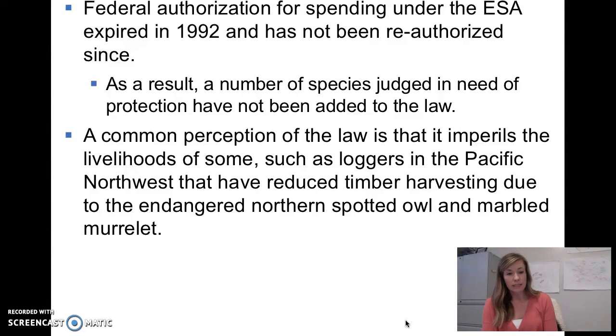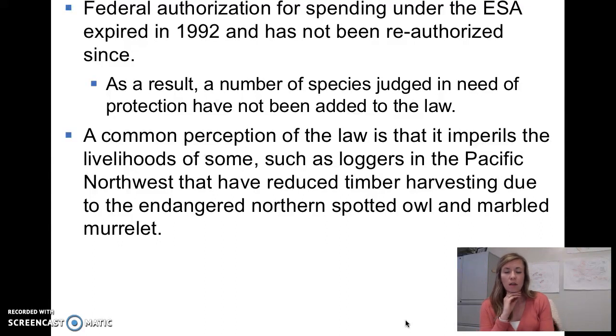But what happens is now any new species that wants to get on the list, what could happen is it would be deemed warranted, not protected. Warranted but precluded, meaning that its place on the list is warranted given research. It's earned a place on the list because of its numbers and what's happening to it, but it's precluded or prevented from getting on the list because of a lack of funding.